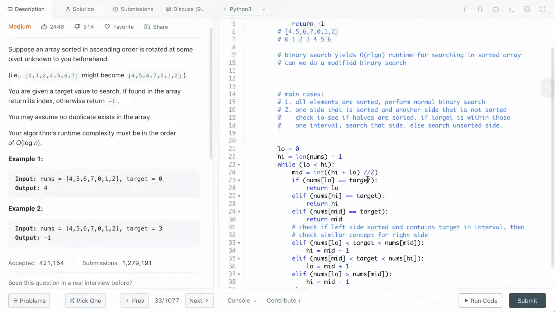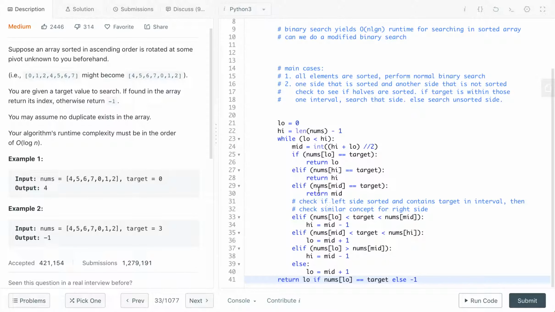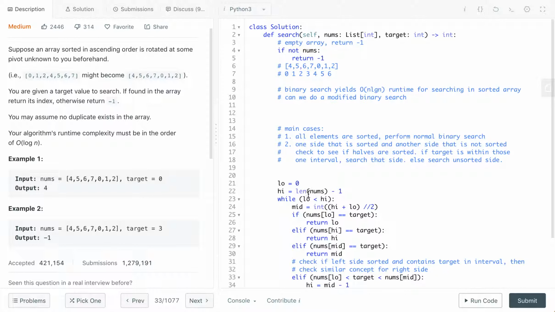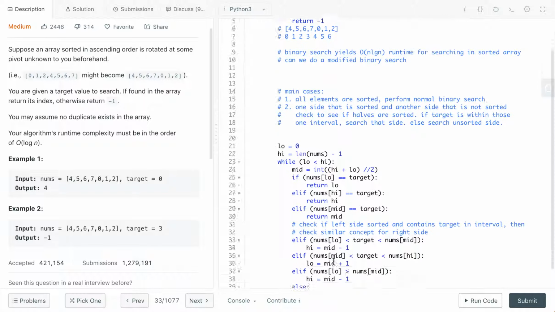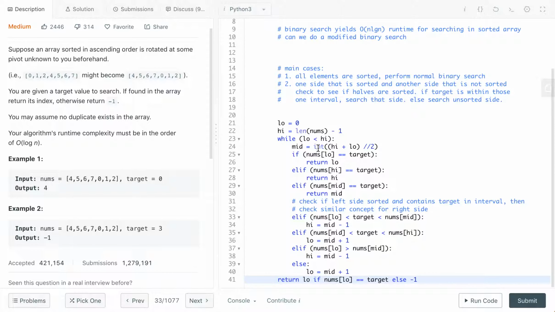Now let's be careful and check through to make sure things are good. We check if not nums, so if nums is empty, then we return -1. Next we have a low pointer and a high pointer, at length of nums minus 1. Then we do while low less than high, meaning that we have not finished with our binary search. We use int because we don't want floats; we can't index with floats. Then we check if nums of low equals target and return low. Same thing with high and mid, if we find it.